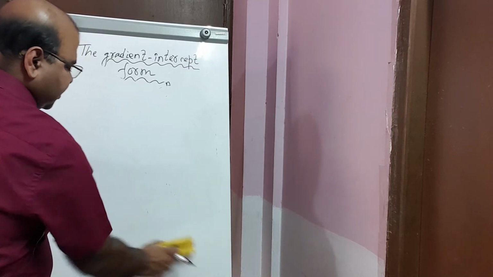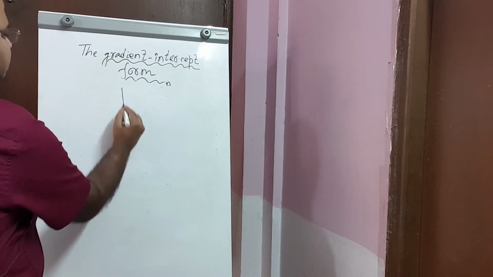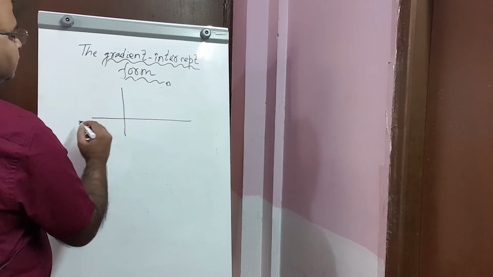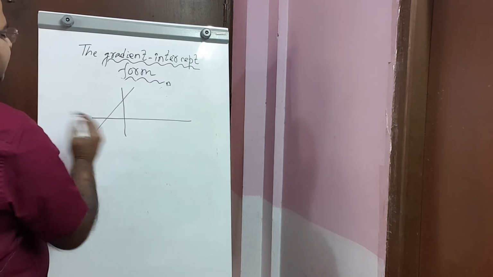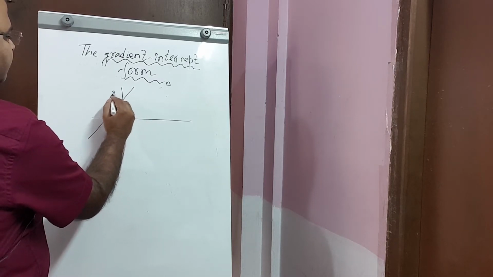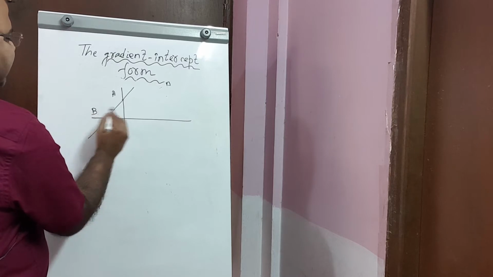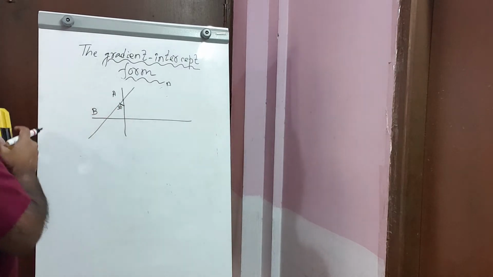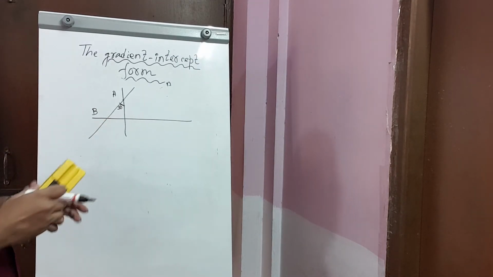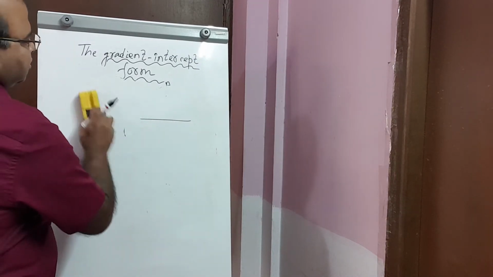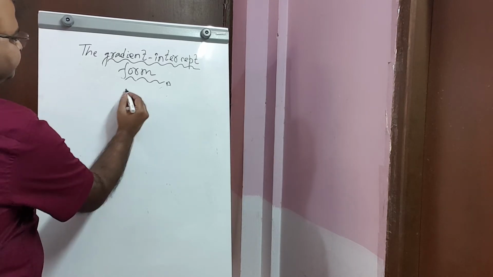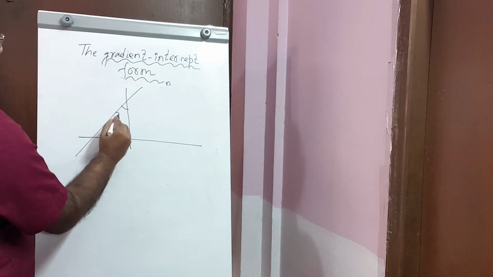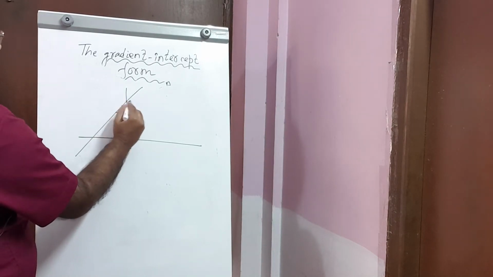Now say we have a straight line, an oblique line like this, AB, and here this angle is mentioned to be say 30 degrees. The angle of the line with the y-axis is given to be 30 degrees. Let me draw the figure clearly. So this angle is given to be 30 degrees. This is our line AB.